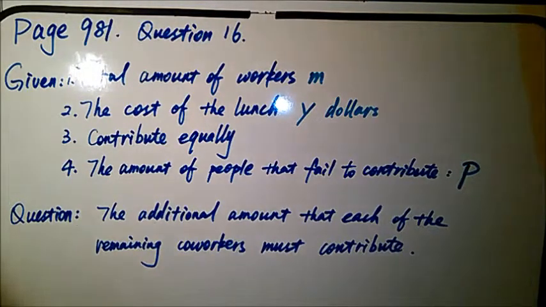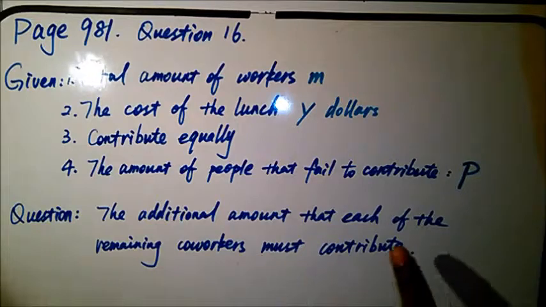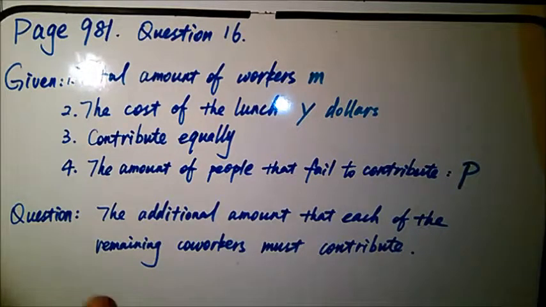Now, when we are looking at any word problems, we should read the question once to get the gist of what it's saying, then read it twice to find out what it's asking for, and then glance over it again to find out what is given. So when we look at the question again, what is it asking for? It's asking for the additional amount that each of the remaining coworkers must contribute toward the lunch.